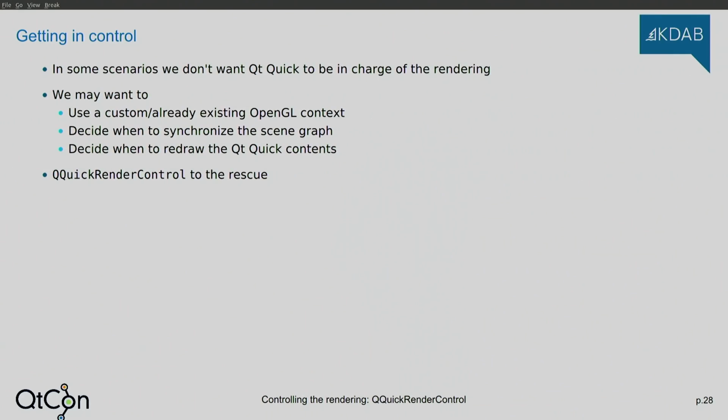And the class that does this is, in fact, called QQuickRenderControl. So if we are in any of those cases, where we want to reuse an OpenGL context already existing, we want to decide when to do synchronization, whether to use multithreading at all, when to draw something, then we need this solution, basically. We need to be in charge of everything. The bad news is, of course, with great power comes great responsibility. Using this guy is no easy task.